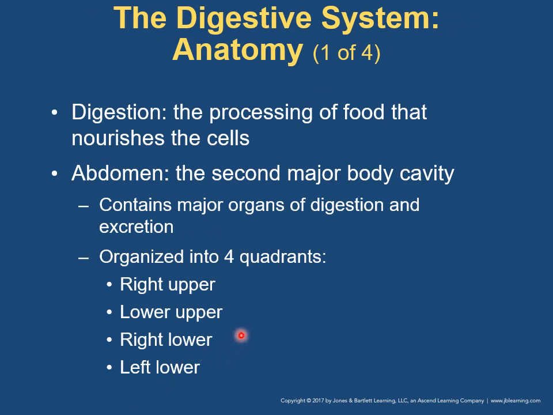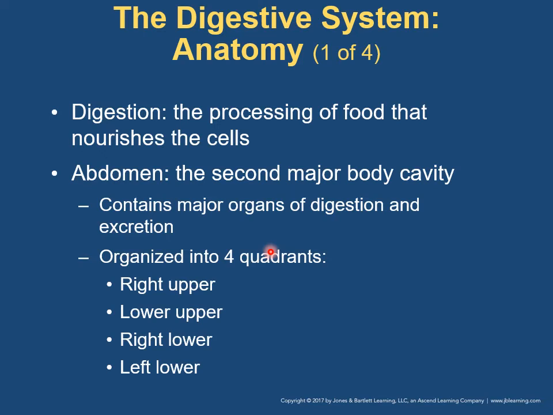All right, that's it for the integumentary system. There's not too much with that. The digestive system, the anatomy. Digestion is the process of food that nourishes the individual cells of the body. The digestive system is also called the gastrointestinal or GI system.